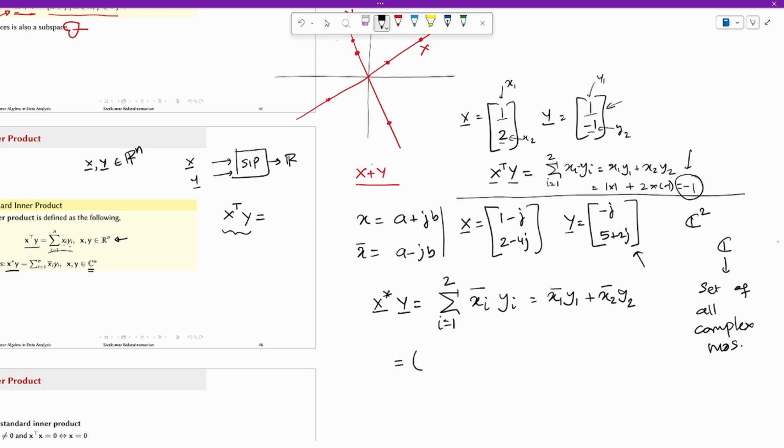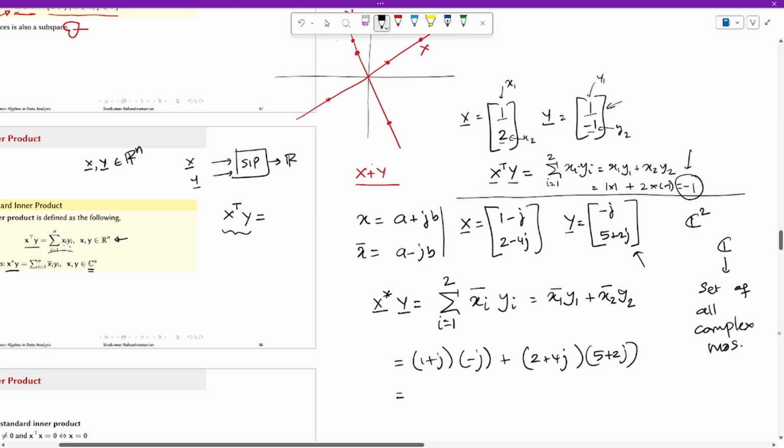What is x1 bar? What is x1 from there? 1 minus j. What will be x1 bar? Change the sign of the imaginary part, it will be 1 plus j. And then y1 is the same, so it will be minus j. What will be x2 bar? It will be 2 plus 4j. Now you can multiply it and tell me what the answer is.